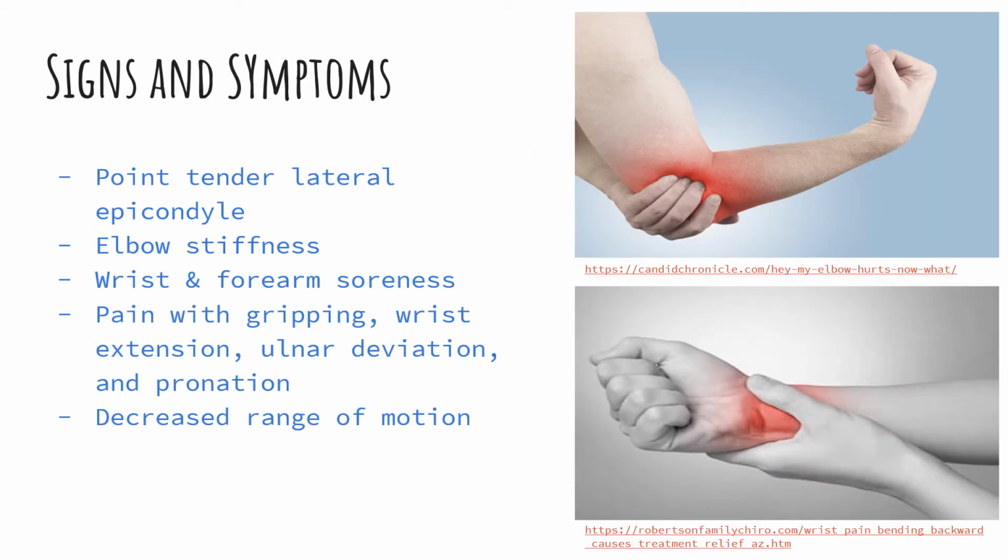The signs and symptoms of lateral epicondylitis include a point tender lateral epicondyle, stiffness and soreness, pain with gripping, wrist extension, ulnar deviation, and pronation, with a decreased range of motion.